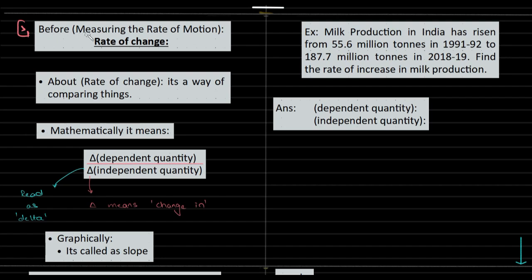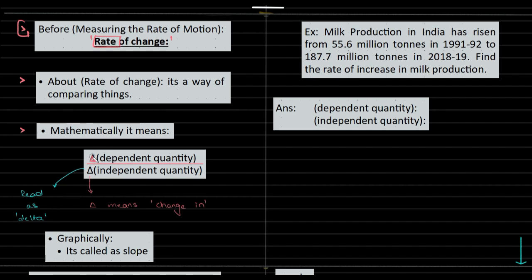Before we start off talking about measuring the rate of change, we need to understand the phrase rate of change, if not the word rate. So rate of change is used for comparing things. Mathematically, it means that it's a quotient or division between the dependent quantity and the independent quantity.